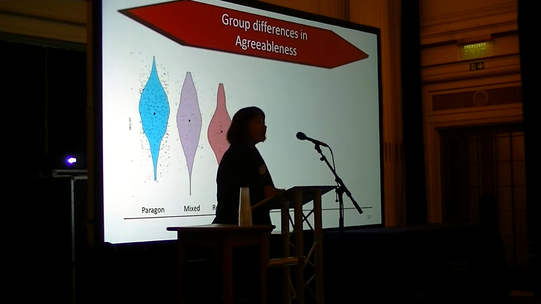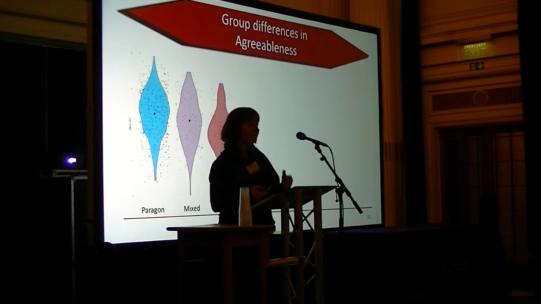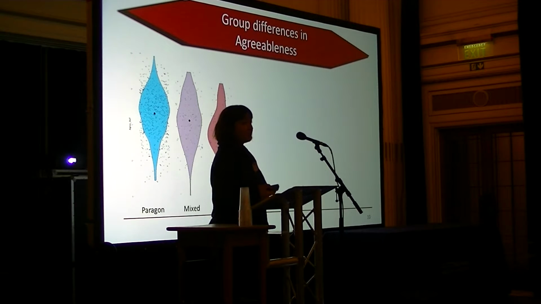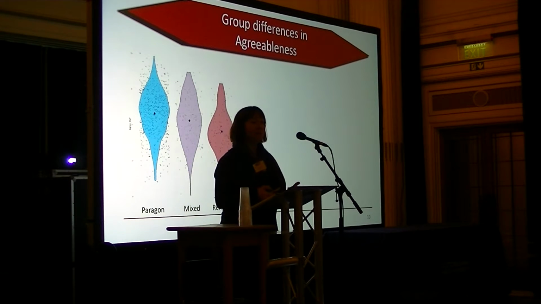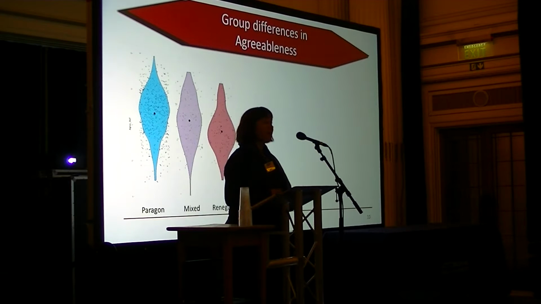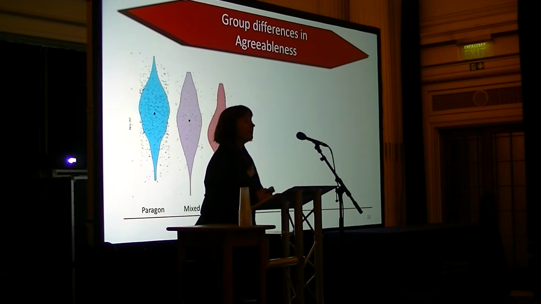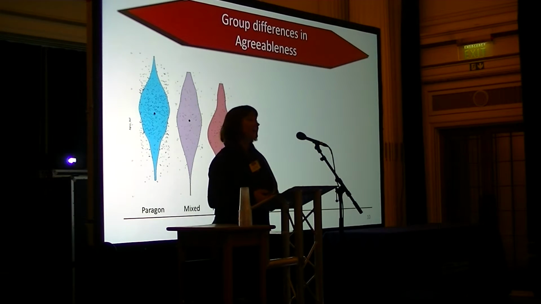And this is a scatter and violin plot with the distributions of the different trait levels among the Paragon, Renegade, and mixed players, because there was a percentage of players who didn't stick to a particular pathway. So you can see the different distributions, and you can see that Paragon players were more agreeable than Renegade players. So people who in-game choose to be good and nice, their out-of-game personality characteristics also match that profile. They're a bit nicer to other people. They're more likely to cooperate and collaborate in real life.